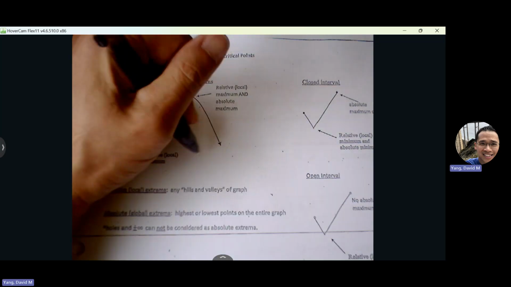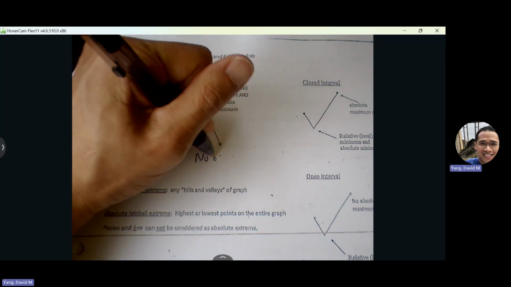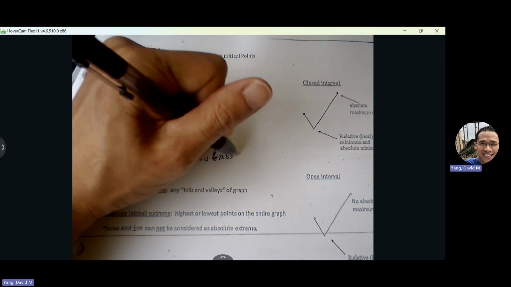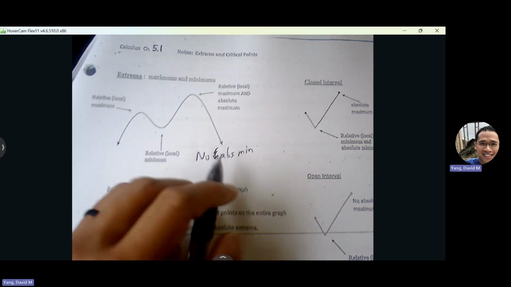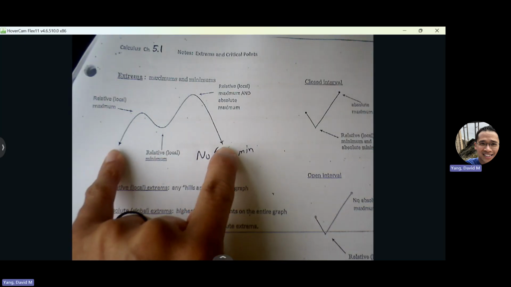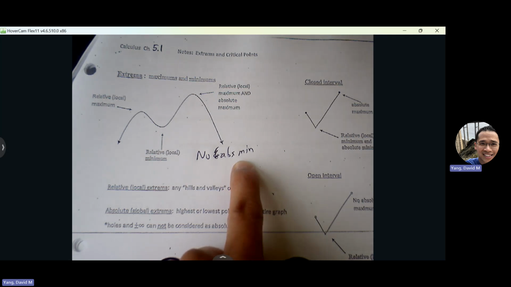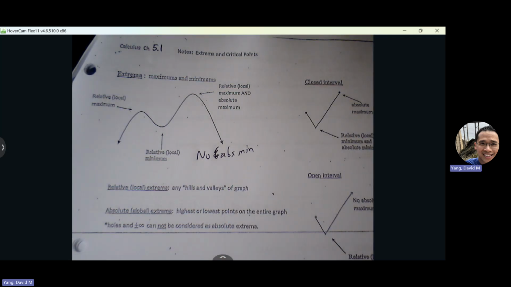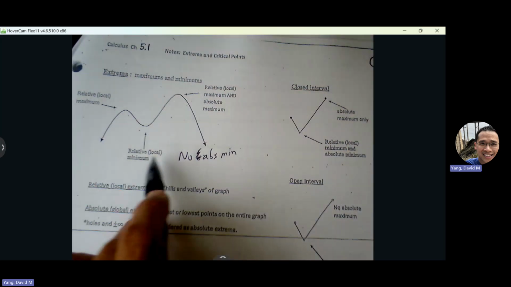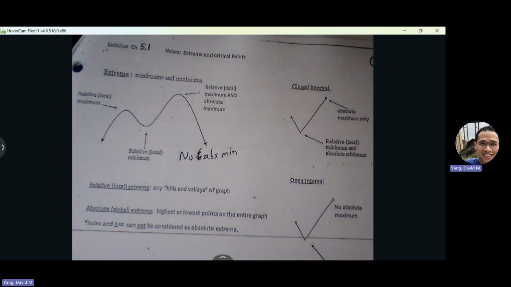This graph has no absolute minimum because it would need to be a physical point in order to be an absolute minimum. Like negative infinity would not be considered an absolute minimum because it's not a physical point. So absolute max and absolute min have to be a physical highest or lowest point on the graph. And because of the arrows, we're not able to locate a specific value that's the lowest point overall.